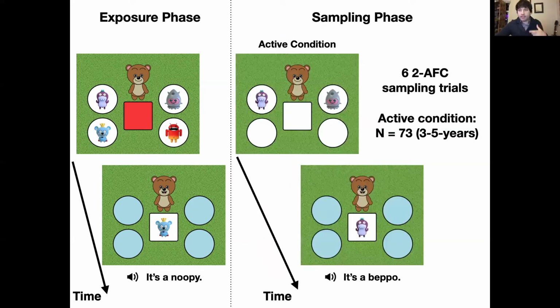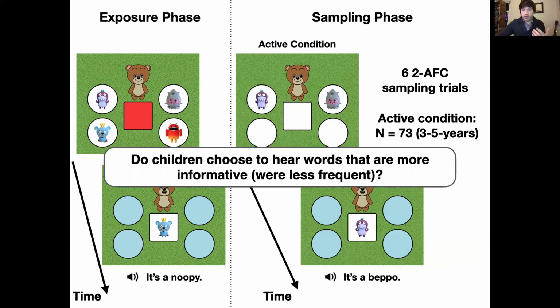After that exposure phase, children entered, again, a sampling phase in which they received additional training. We're going to focus on just the active condition for now. In this condition, children could choose which of the 2 creatures they would get to hear the word for again. They had an opportunity to select among all possible pairwise combinations of the 4 novel critters for 6 total sampling trials. And we tested 73 3 to 5-year-olds in this condition. Our main question here was whether children would tune their sampling to past experience. Specifically, would they select items that were heard less frequently and therefore more informative during the sampling phase?